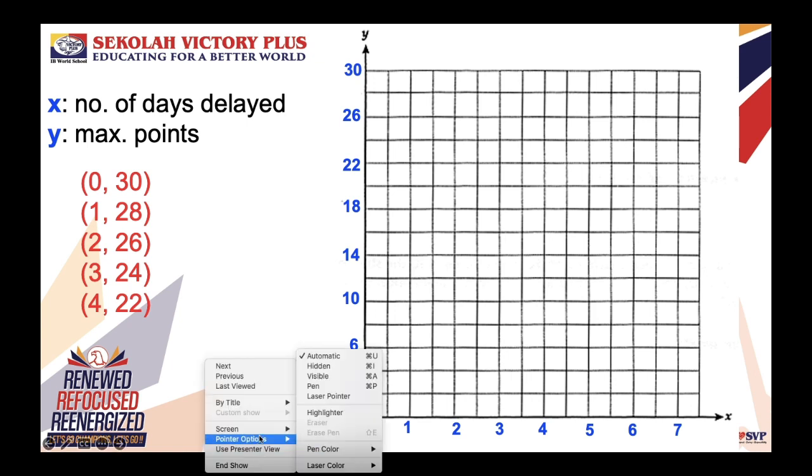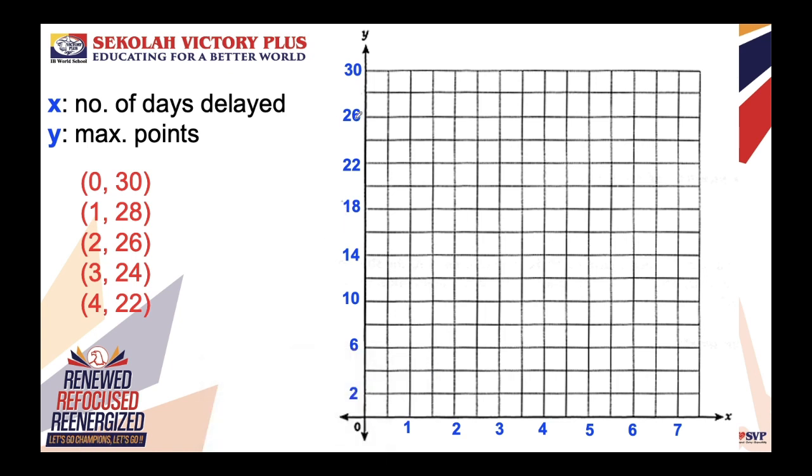Okay. Again, what's lacking here is, whenever you are asked to graph, you need to write the quantities. So x is the maximum, the y rather is the maximum points. This is needed. And the x refers to number of days delayed. Okay. So this must be present. Otherwise, your graph will not be interpreted properly.